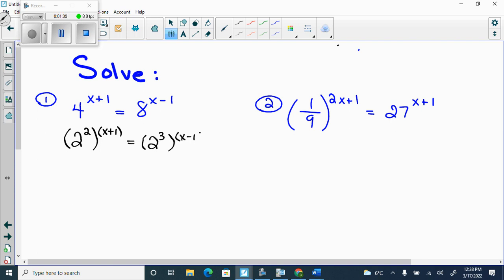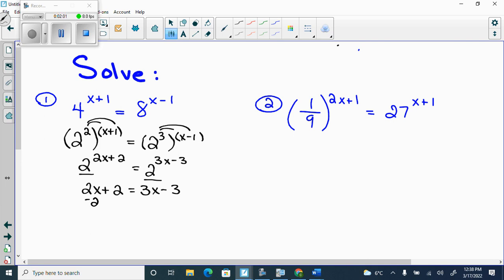x minus 1. Then we expand, so we get 2 to the 2x plus 2 equals 2 to the 3x minus 3. And then once our bases are the same, we can say if this base equals this base, then the exponents must be equal. So we get 2x plus 2 equals 3x minus 3. Subtract 2x. 2 equals x minus 3. Add 3. x equals 5.